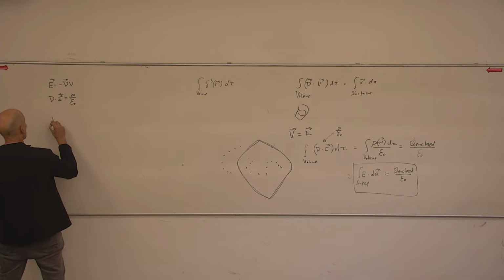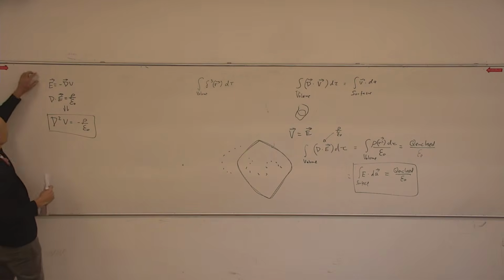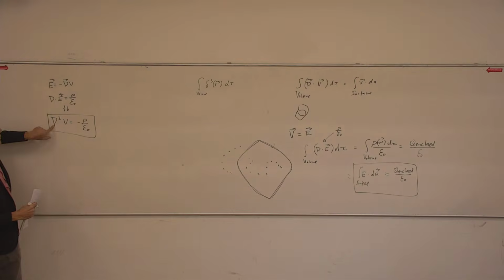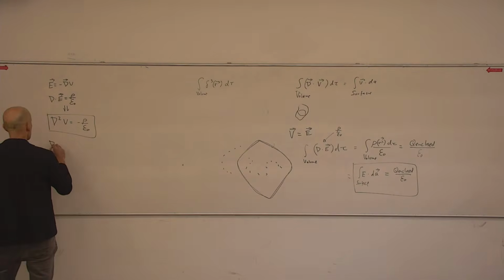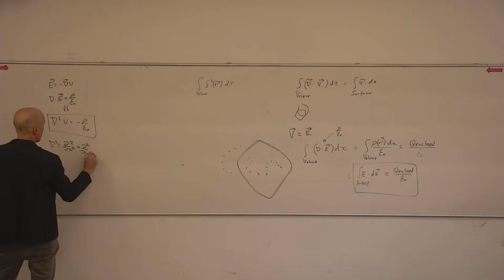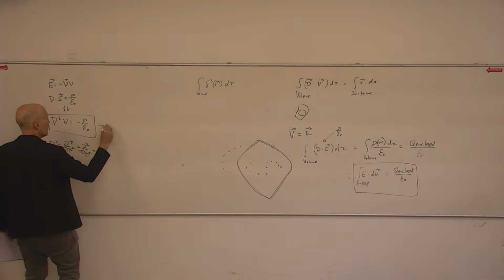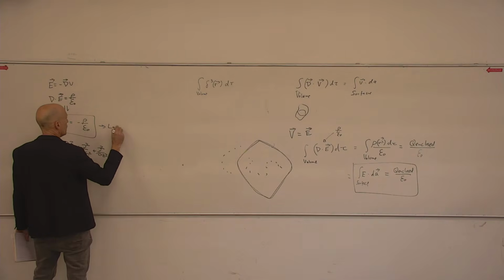So this will give you these two together, gives you minus rho over epsilon 0. I hope you all see this. I just operate with this nabla squared. This is the Laplacian. The Laplacian, as you know, let's say in Cartesian coordinates, is this operator. Sorry, this is the Poisson equation.